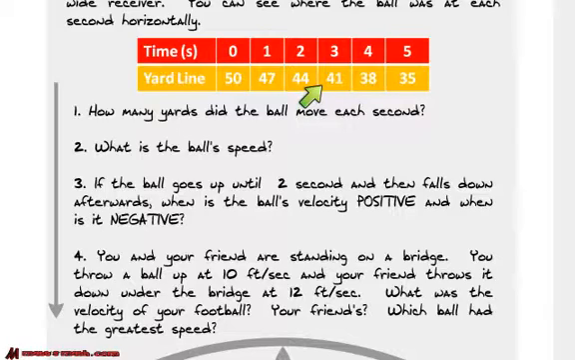Well, imagine you're throwing the ball up. The pass goes up until 2 seconds, and then afterwards the ball falls down to the 35-yard line, or it's caught. When is the ball's velocity positive and when is the ball's velocity negative, dealing with up and down?